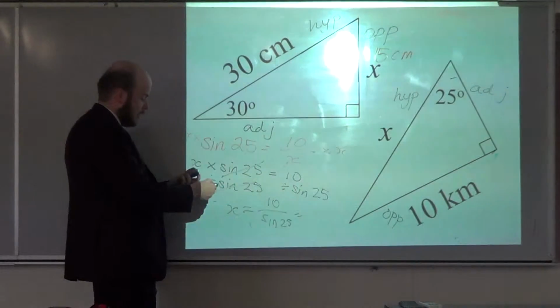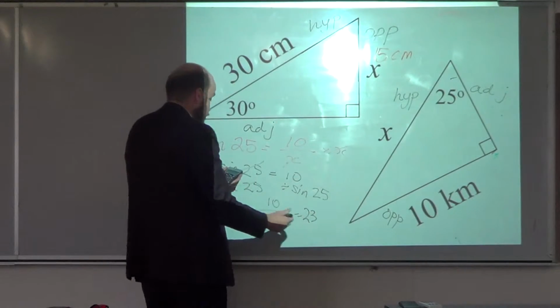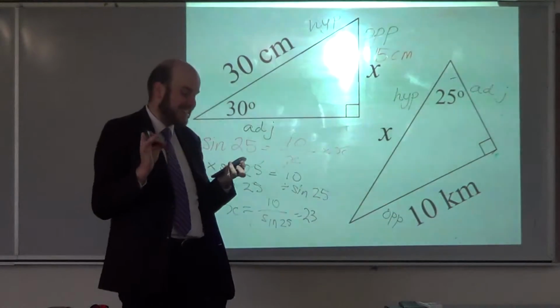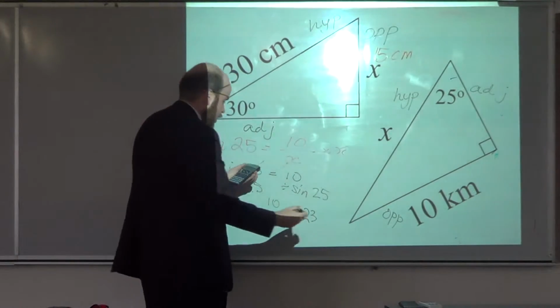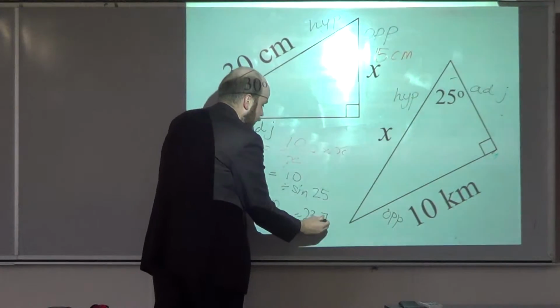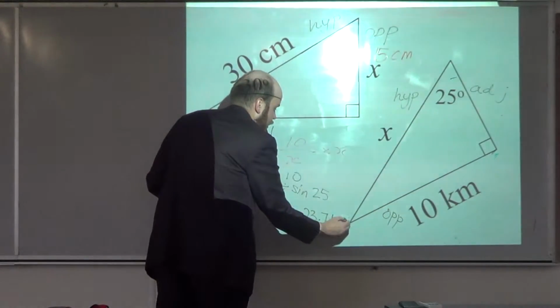The answer here is 23.662 to three decimal places. Let's put it to one decimal place, so I'm going to round up to 23.7. Now, it was in kilometres, so our answer must be in kilometres.